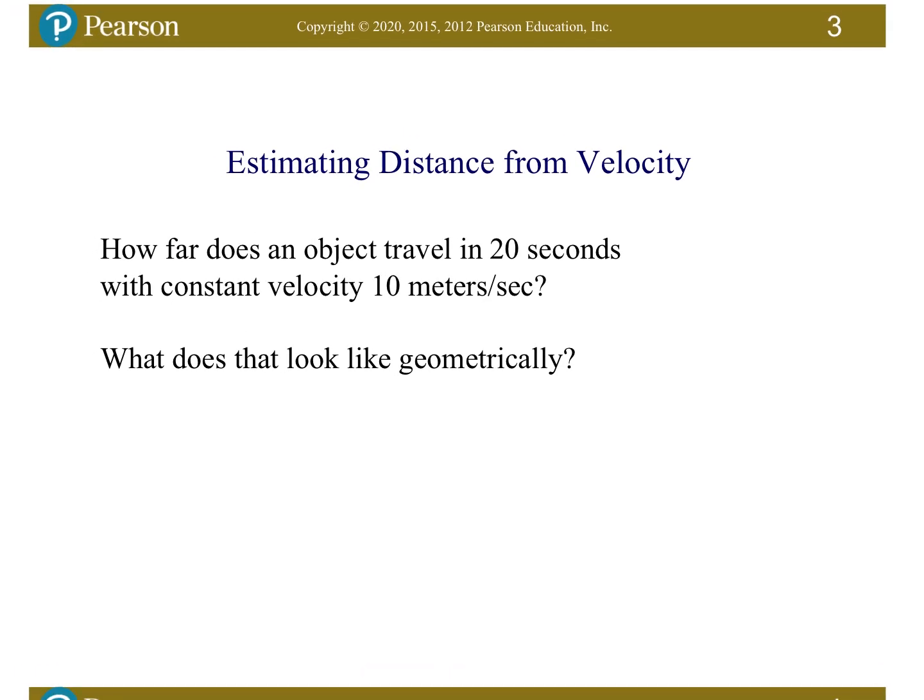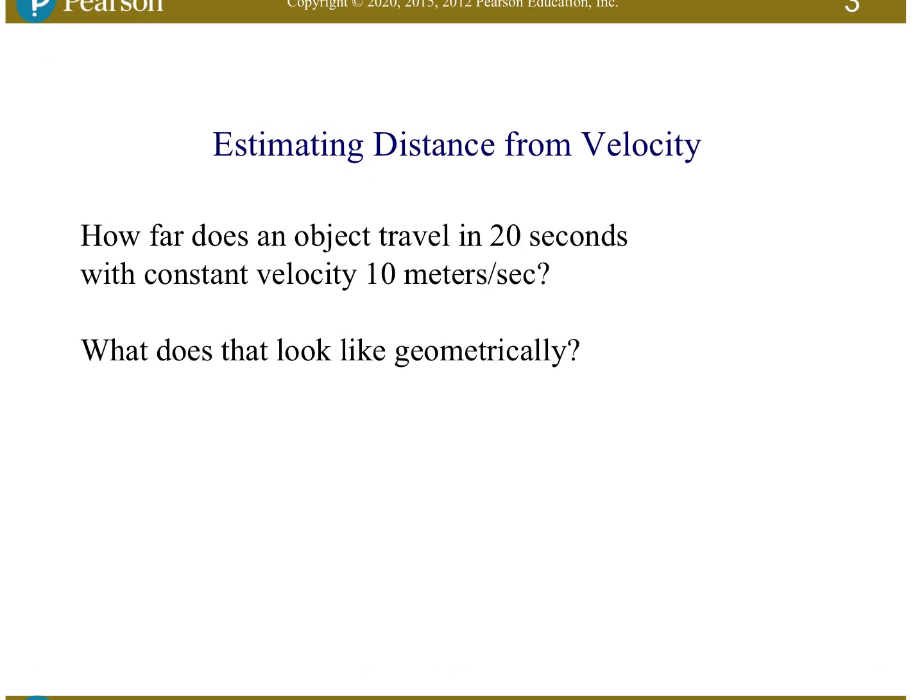So let's start with a pretty basic question. If an object is in motion for 20 seconds and it has a constant velocity of 10 meters per second, how far does it go? That's the question, right? How far does an object go over the course of 20 seconds with a constant velocity?